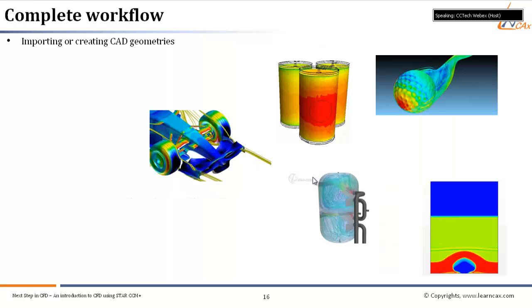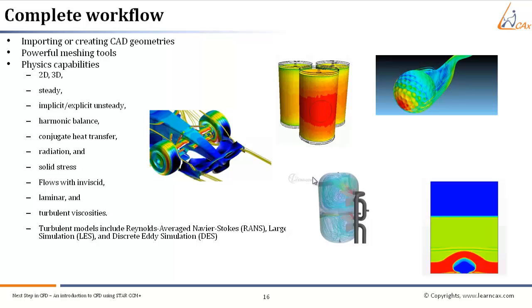It has a complete workflow within a single environment. For example, we can start from importing or creating CAD geometries. There are powerful meshing tools and physics capabilities which include steady, unsteady, harmonic balance, conjugate heat transfer, radiation, laminar, and turbulent flows, and many more complex physics can be done within a single environment.